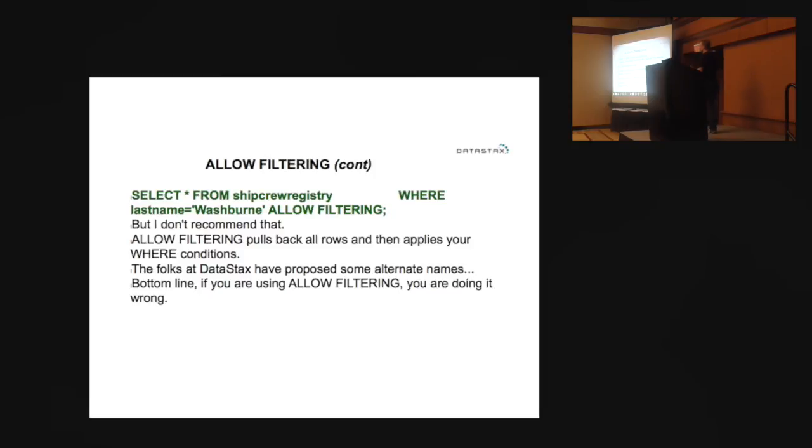All right, because that's one thing to show it on a table that has 9 rows in it. But when you're talking about a table that has 900 million rows in it, it's basically going to bring back every one of those rows and then try and apply your where conditions on the end of that. So allow filtering, definitely something you want to stay away from. It's definitely not something you should do in production.